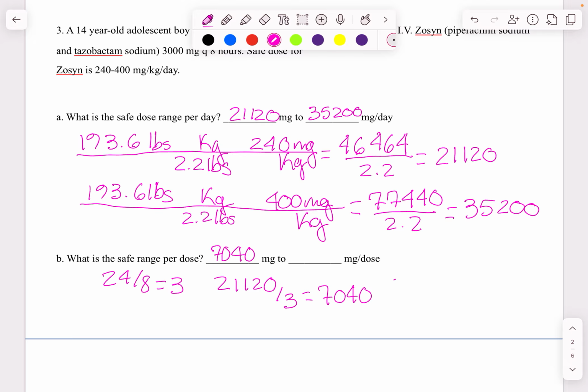And then we will take the 200 divided by 3 to give us 11,733.3 milligrams per dose.